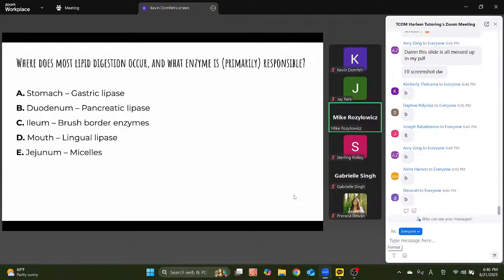A lot of B's coming into chat. Yep. So lipid digestion specifically occurs in the duodenum, right? Digestion is going to start as soon as things touch your mouth with the lingual lipases, but your lipids aren't going to be digested until they get to the duodenum.